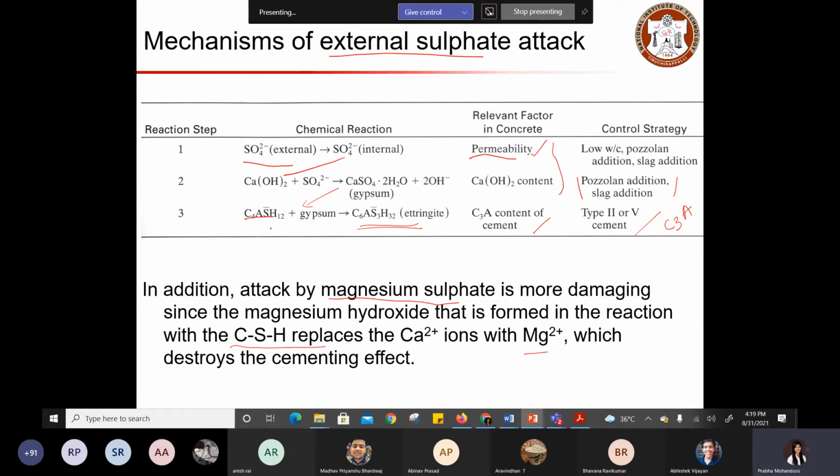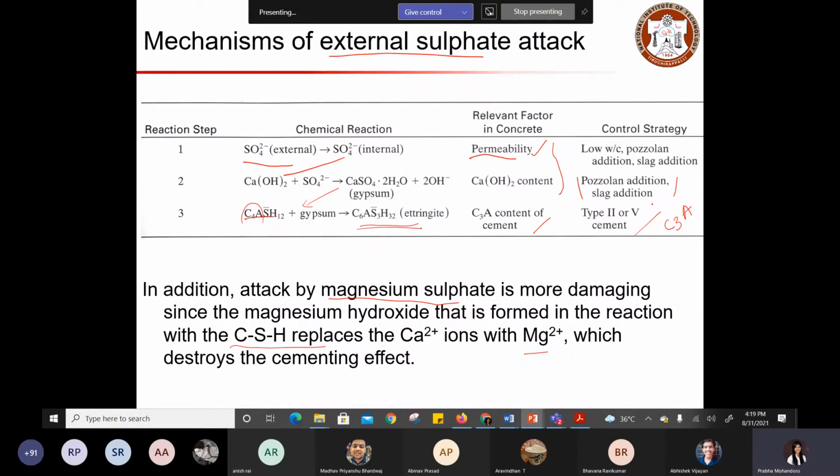this gypsum would react with the calcium aluminate hydrate, that is CASH. So in such cases, the main controlling factor is the C3A content of cement. So what you can do is use type 2 or type 5 cement, which has less C3A content.